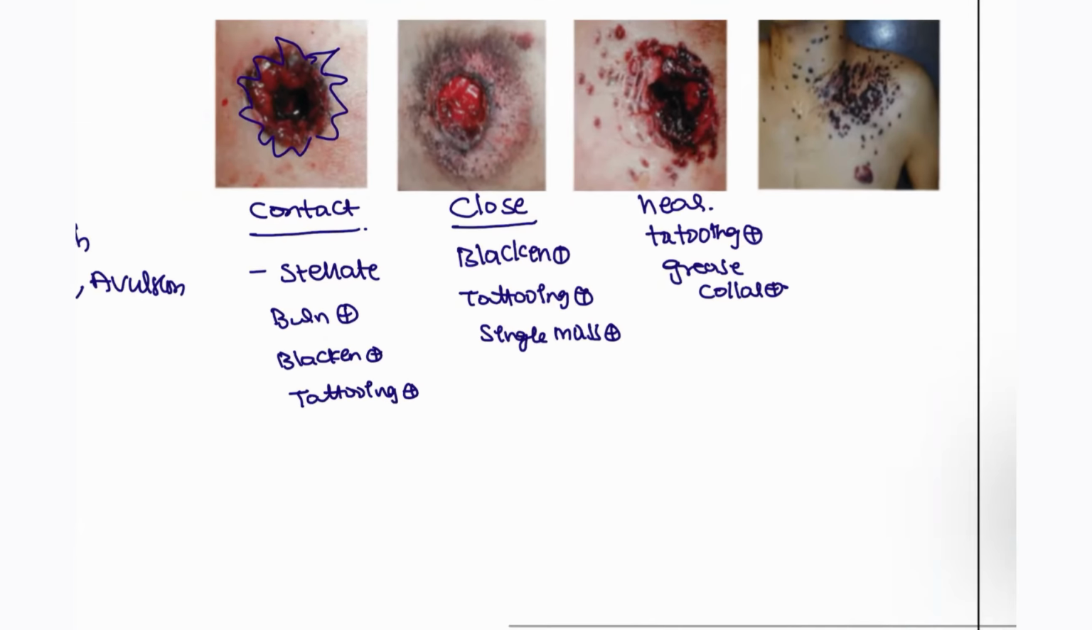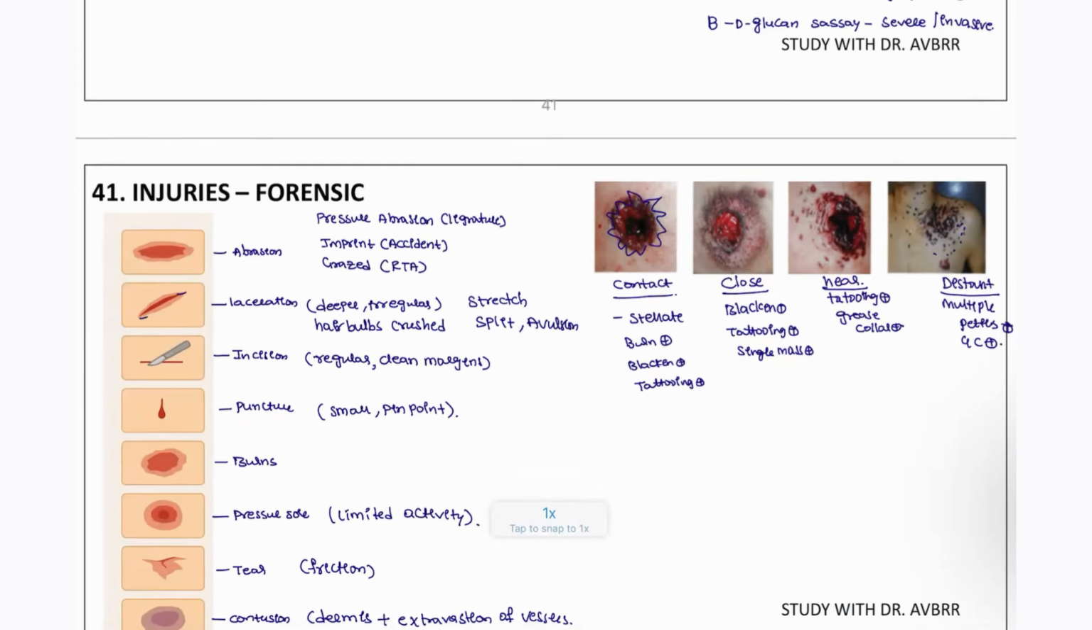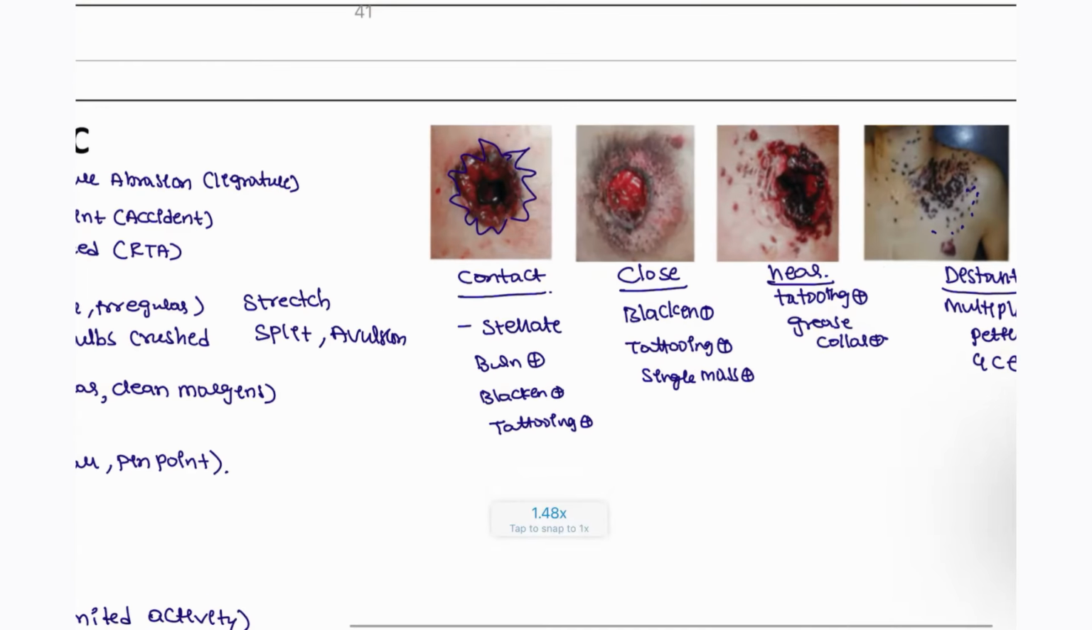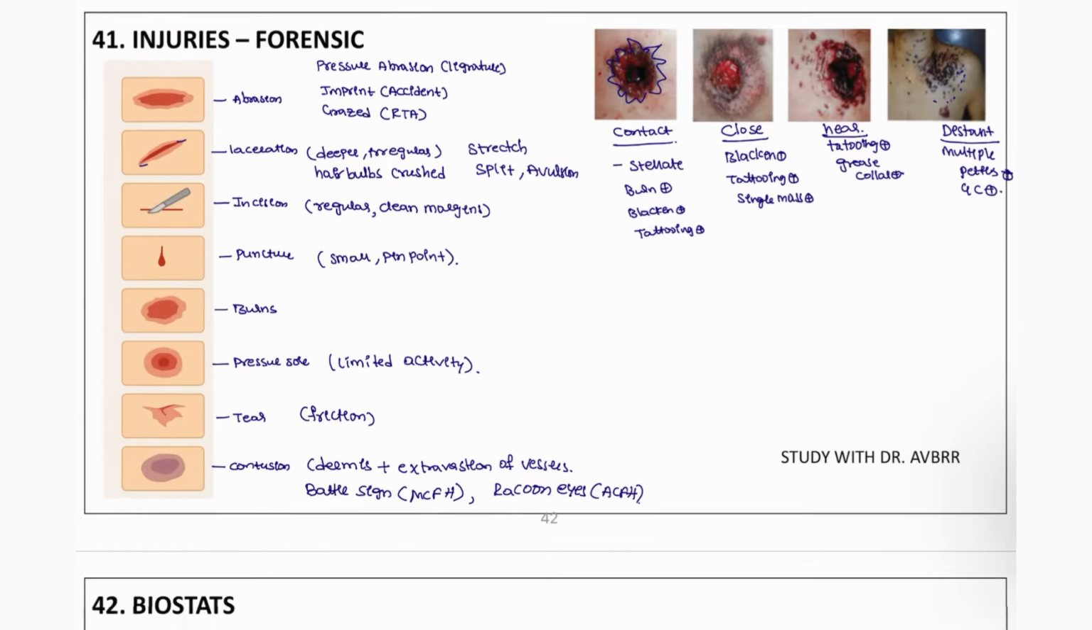Next, this is the distant shot. In the distant shot, you are not going to see anything except multiple petal marks. Along with that, grease collar will also be seen. So this is the contact, close, near, intermediate and the distant shot. Here we completed the important points of the injuries and the bullet injuries.